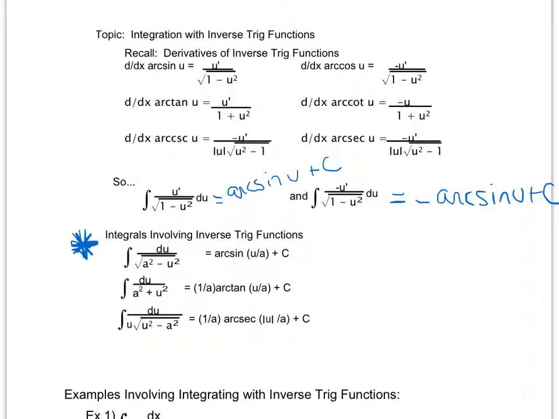The integral of du over a squared plus u squared is 1 over a arc tangent of u over a plus c. And the integral of du over u times the square root of u squared minus a squared is 1 over a arc secant absolute value of u over a plus c.